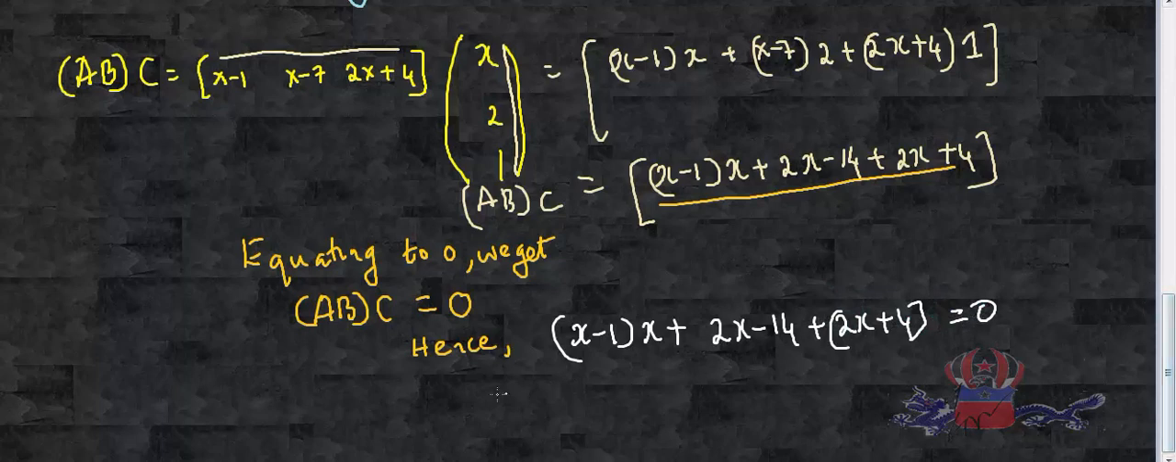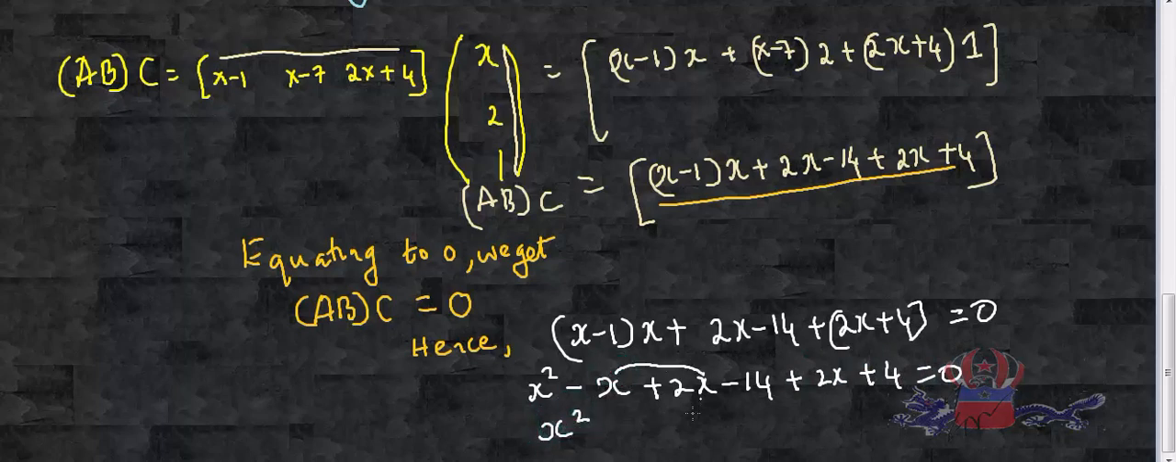Now you can expand and add them out. X multiplied with x would give me x squared. Negative 1 multiplied with x would give me negative x. Positive 2x, negative 14, positive 2x, positive 4 equal to 0. So this can again be simplified as x squared. Now negative x added with 2x added with 2x, so 4x negative x, that would be a positive 3x. Negative 14 added with positive 4 would give you negative 10, equal to 0.